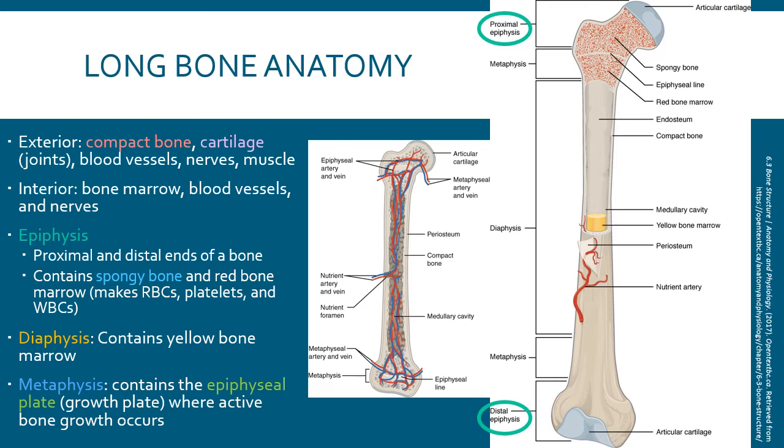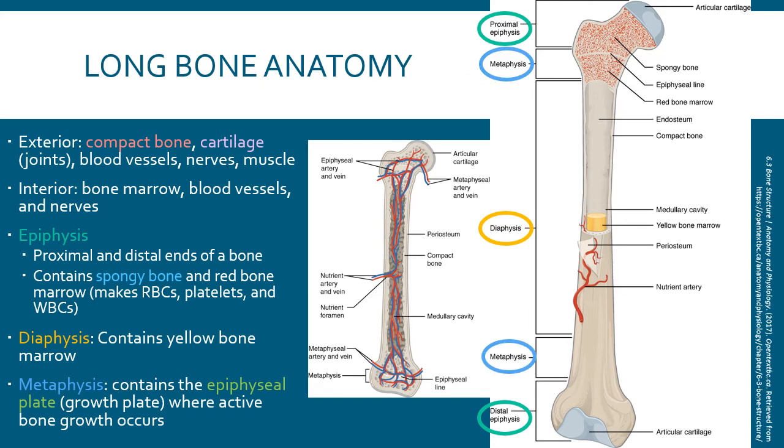Now the long bone is divided into several sections. At either end you have the epiphyses, which are highlighted here in green, at both proximal and distal ends. They contain spongy bone and red bone marrow, which is responsible for making red blood cells, platelets, and white blood cells. And then the long part, the shaft of the bone, is called the diaphysis, contains yellow bone marrow. And then in between the diaphysis and the epiphyses, at either end you have a metaphysis, which contains the epiphyseal plate.